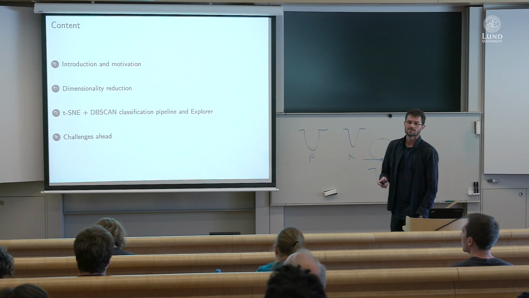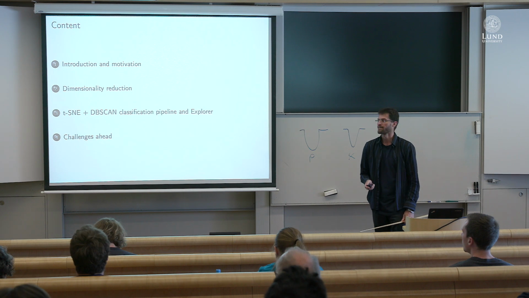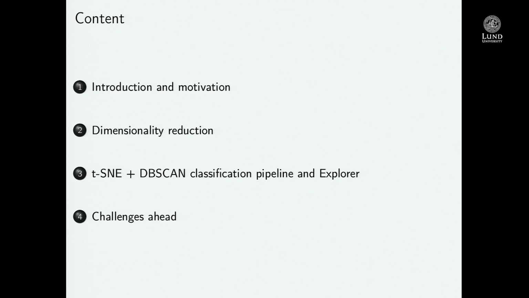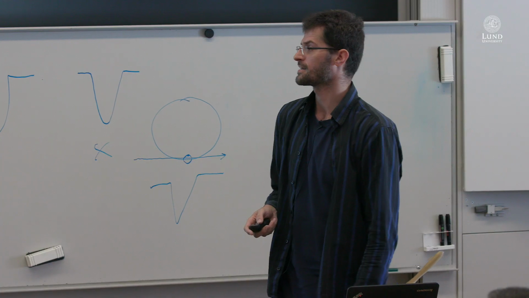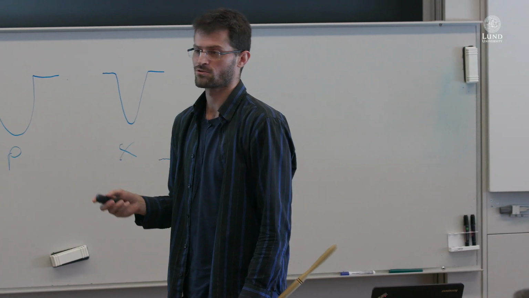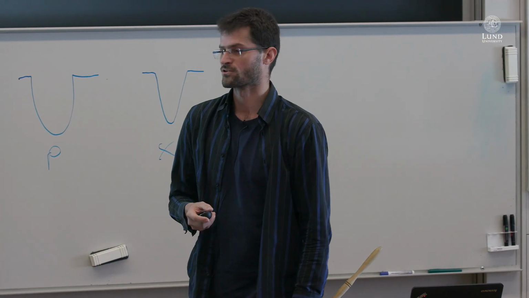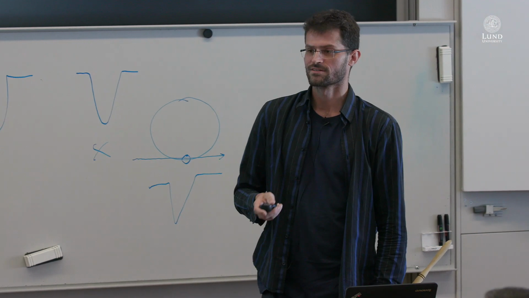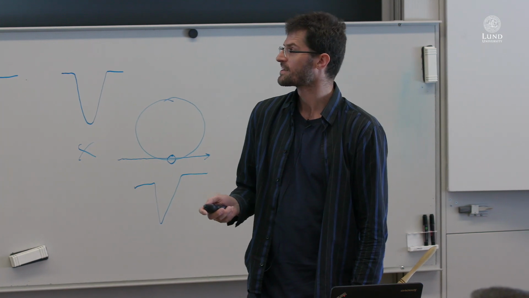So in the beginning, I would like to say a few words about stellar spectra, just to introduce the type of data that we have. And then I will talk about the method of choice, t-SNE, in the context of dimensionality reduction. And further on, I will explain how we actually perform our classification of data using t-SNE and another method called DBSCAN, and of course a tool that we nicknamed t-SNE Explorer. And I will conclude with some outlook to the future.